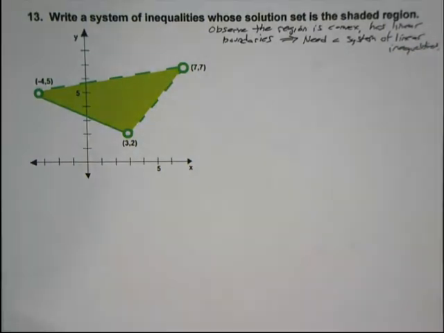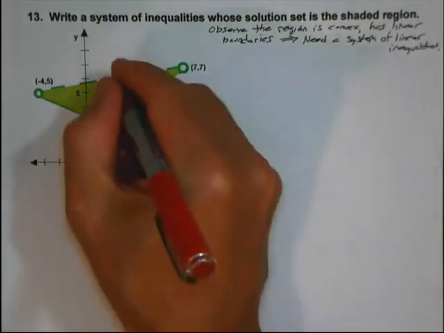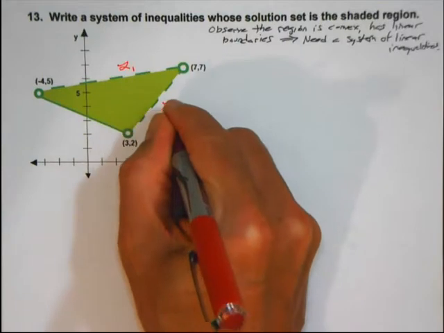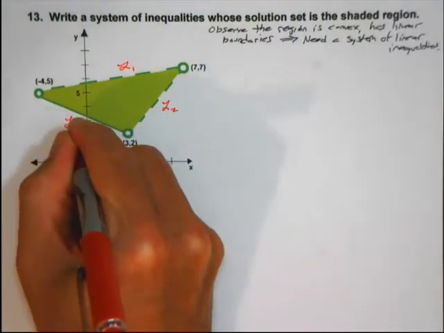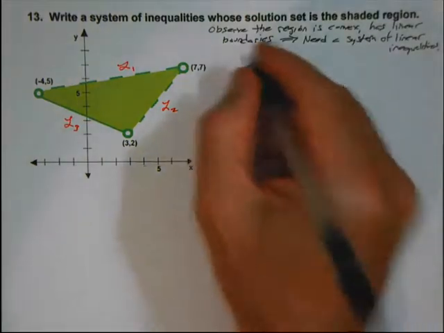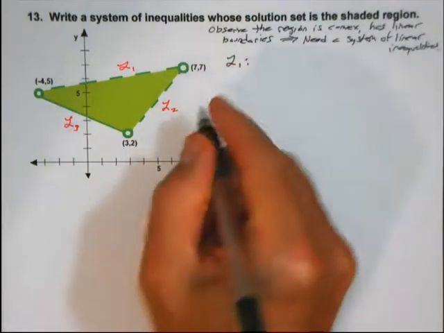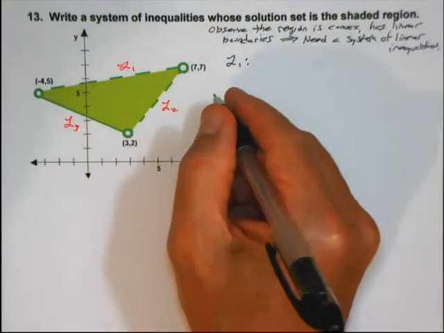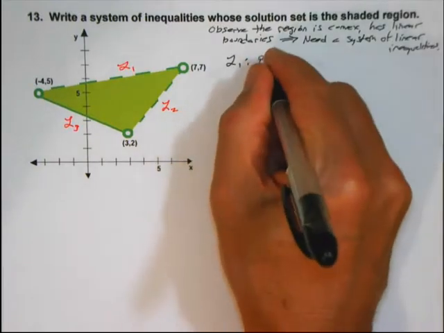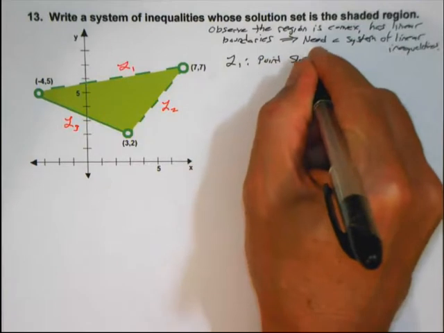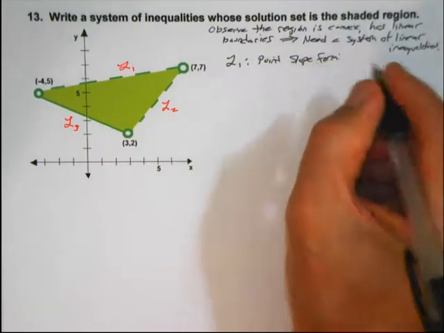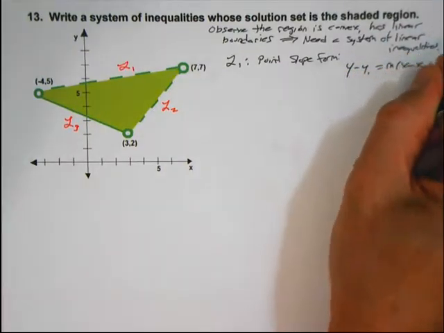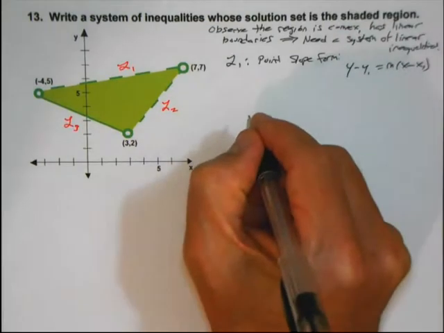Okay, well, let's break this up, I suppose. We could call this first line here L1. This one could be L sub 2. This could be L sub 3. Alright, let's take on L1 first. Having 2 points known on the line, we might consider using point slope form. What's that? y minus y1 equals m times x minus x sub 1. Now we will need the slope here.